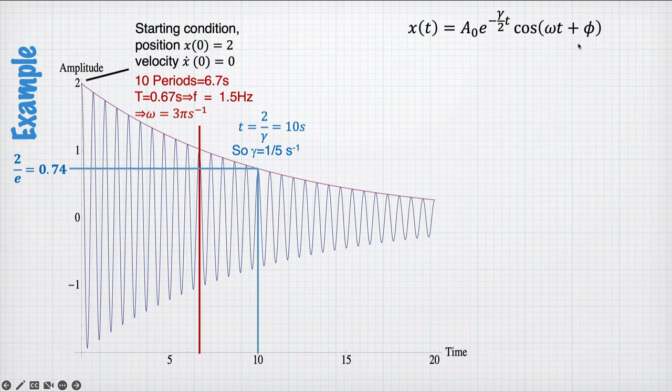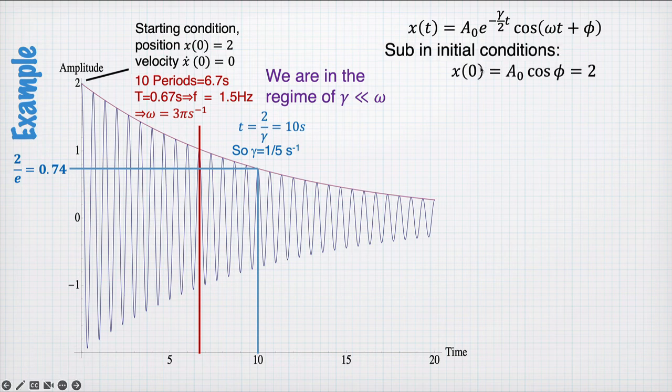I'll note at this point as well that we are in a regime where gamma is much, much less than omega. And I'll say something about that a bit later on. Okay, so we're back to finding A naught and phi. We note here that if phi happened to be equal to 0, life would be pretty simple, because then at time equal to 0, this cosine function is equal to 1, which means then this A naught must be equal to our starting amplitude of 2. But we can't be sure that's the case, so let's do some rigorous maths first.